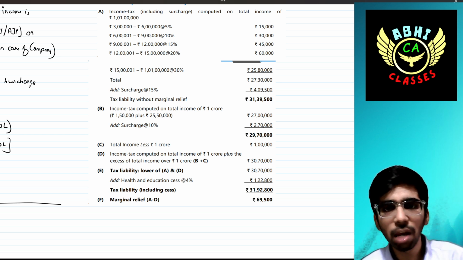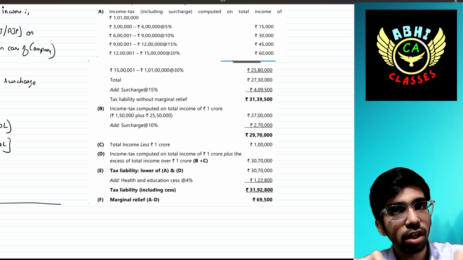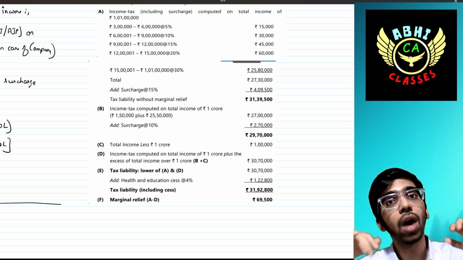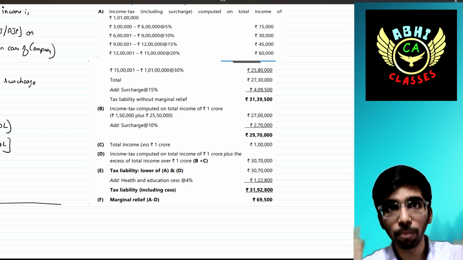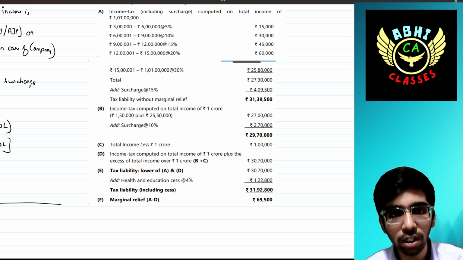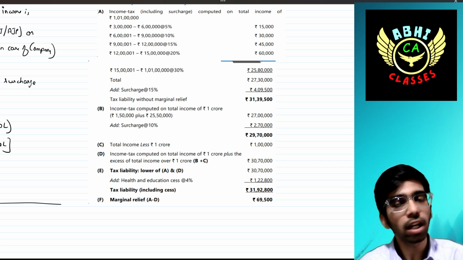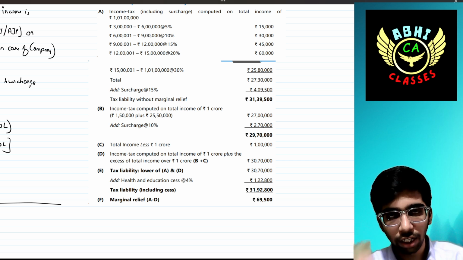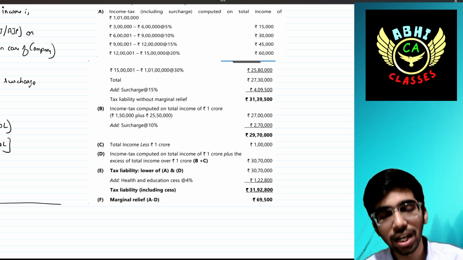The actual liability would be simple: 30,70,000 plus 4% cess. After computing the marginal relief, you have to add the cess, which we will discuss clearly in the upcoming slides. 30,70,000 plus 4%, 1,22,500. Simple.